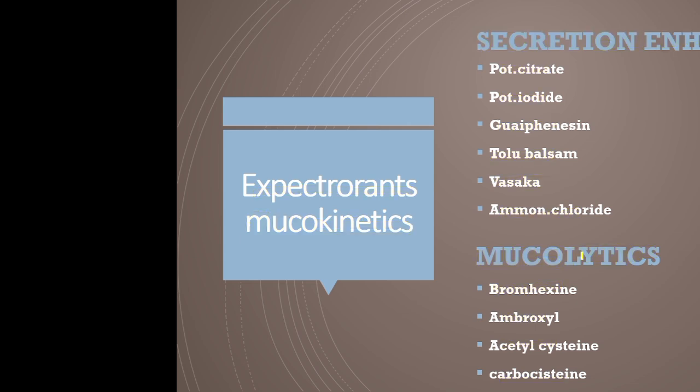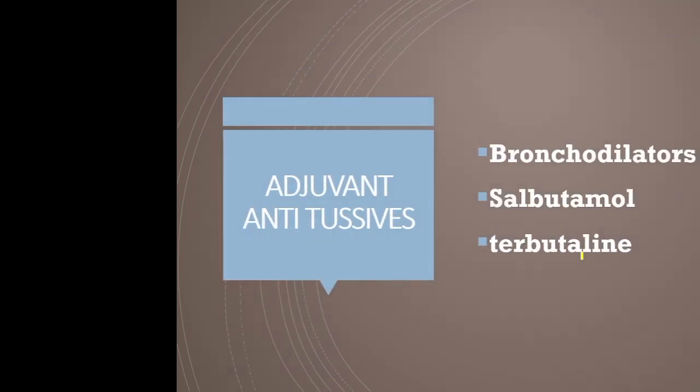The next category of drugs under the class of dry cough drugs is the adjuvant antitussives. What is meant by adjuvant antitussives? Antitussives are a type of medication mostly used for the treatment of dry cough. And what is an adjuvant? An adjuvant is a substance which increases the activity of another substance, meaning it acts as a catalyst to speed up the action. These are called adjuvant antitussives.